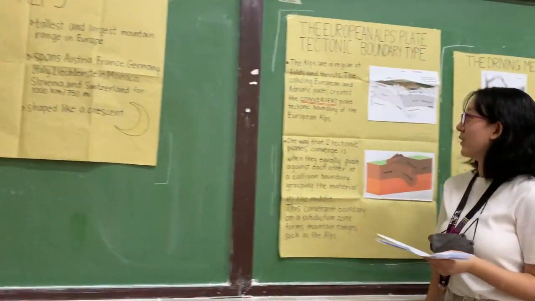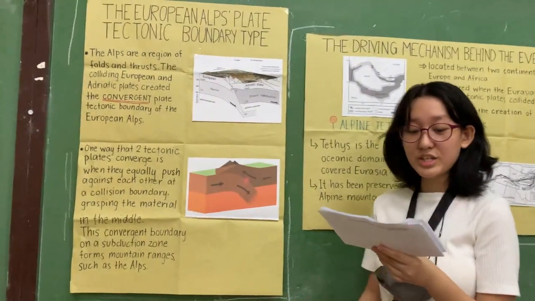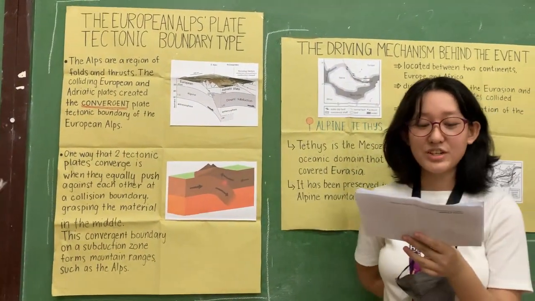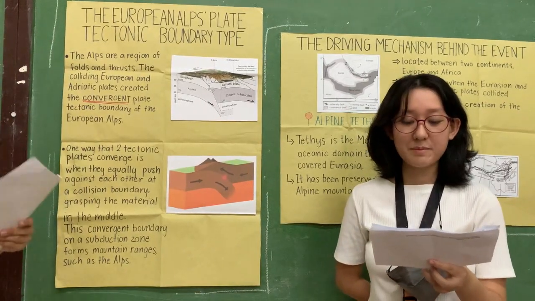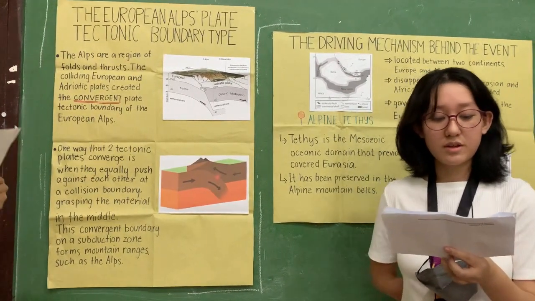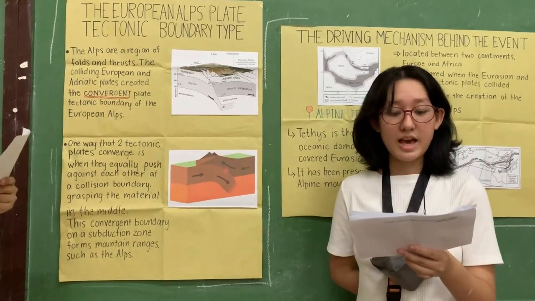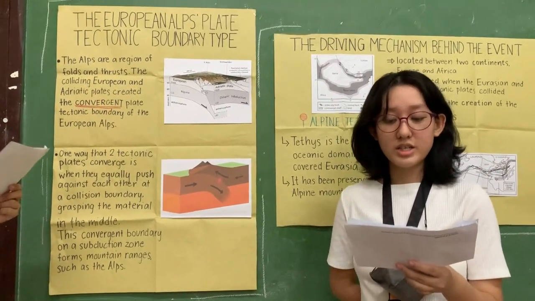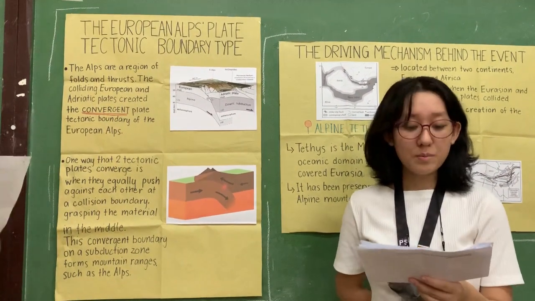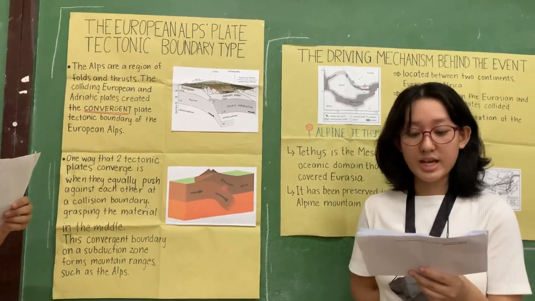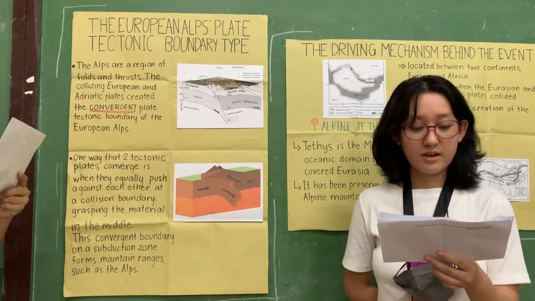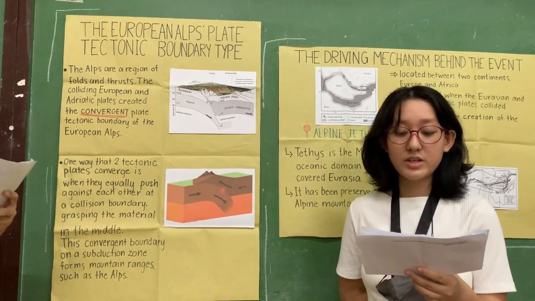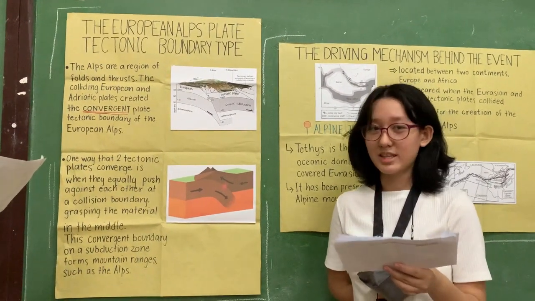Did you guys also know that the Alps in Europe are a region of folds and thrusts? The converging motions of the European and Adriatic plates resulted in the convergent plate tectonic boundary of the Alps. Two plates can converge in one of two ways. The two plates almost equally push against one another at a collision boundary, clasping the material in the center. As a result, mountain ranges like the Himalayas and the Alps are created.